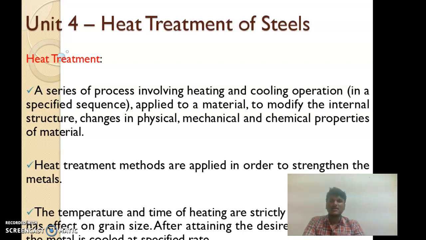Today in our material science class we are going to discuss the topic called heat treatment of steels. Heat treatment is a process involving heating and cooling operations applied to a material to modify the internal structure and the physical, mechanical and chemical properties of the material. Heat treatment methods are applied in order to strengthen the metal. The temperature and time of heating are strictly controlled as they have an effect on grain size. After reaching the designed temperature, the metal is cooled at a specified rate.